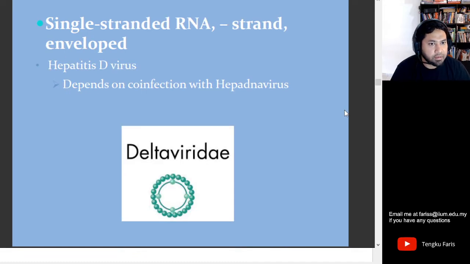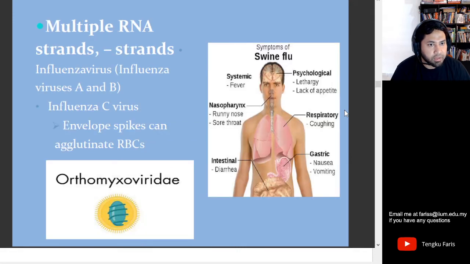Deltavirus, for example, Hepatitis D virus. Multiple RNA strands. It's not only single-stranded or double-stranded; you've got a few strands. Multiple strands, but they are negative sense. You need to convert them into positive strand by RNA polymerase before producing the viral protein.